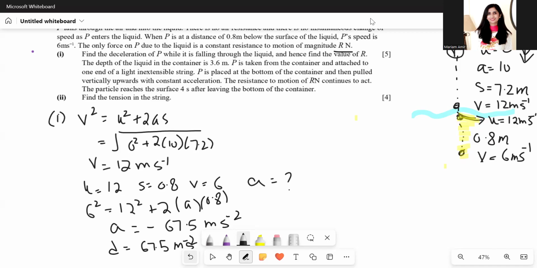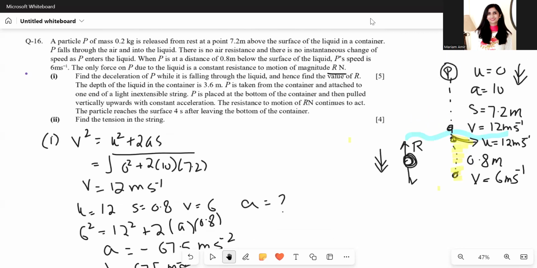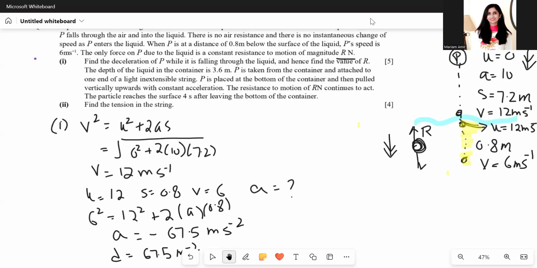Okay, R is the backward force acting on this particle as it's going downwards. So this is going to be R. And the downward force is going to be mass times g, mg. So what is the mass of this object again? 0.2 into 10 is 2 Newton. So there's a 2 Newton downward weight. There's an R Newton backward force. And we already know acceleration, it came out to be negative 67.5.